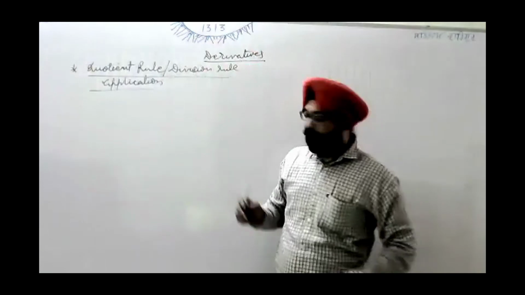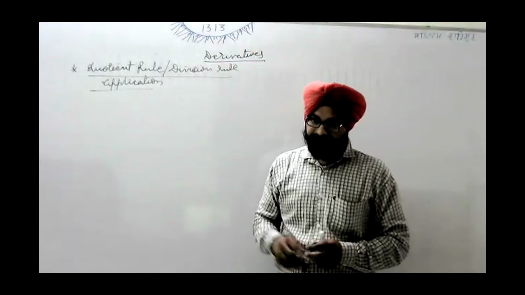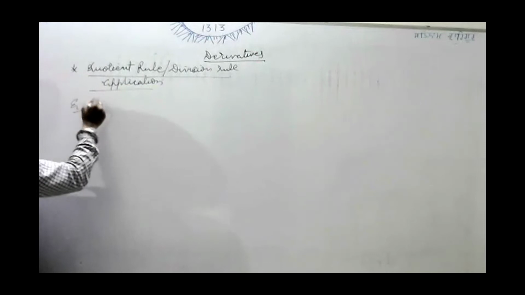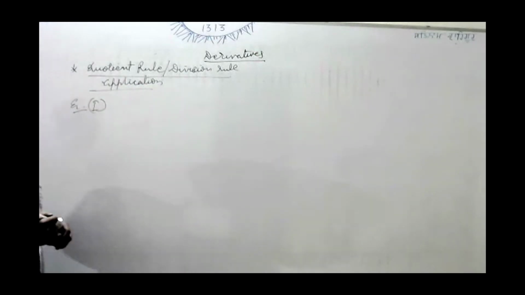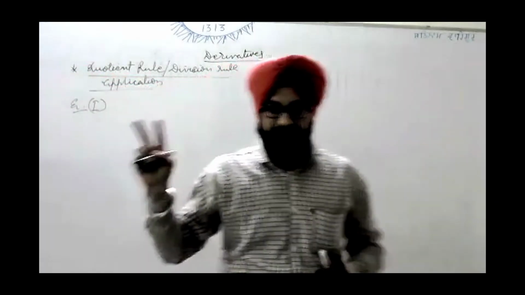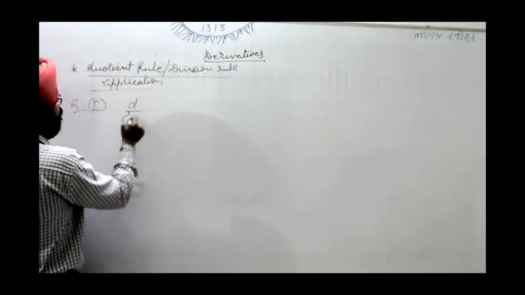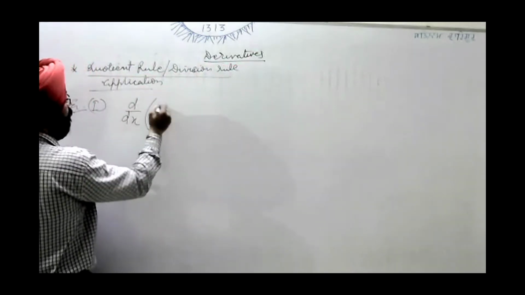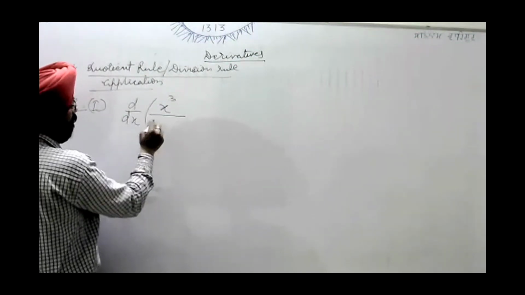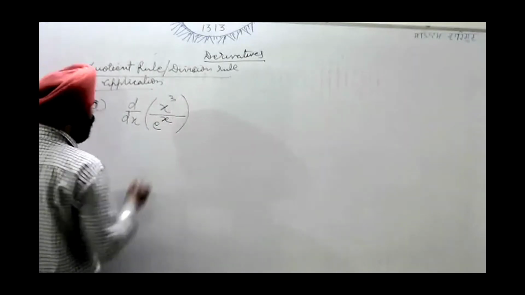Next, quotient rule, division rule, means functions where they are given in division. Once again, I will consider two examples here of the same. Example 1, when we have purely two functions, exactly two functions in division. That is, we need to differentiate x cube upon e to the power x.